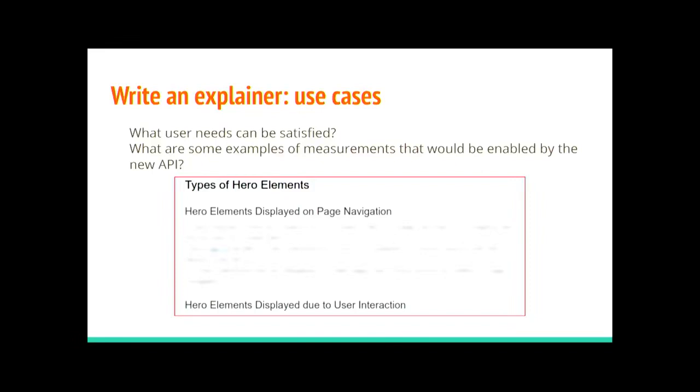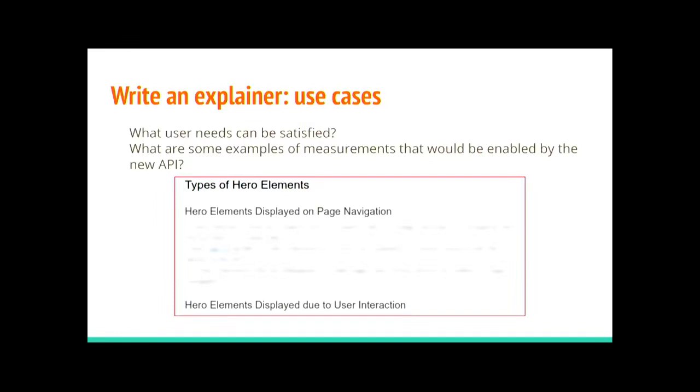In the case of hero element timing, we have two examples. One is the time it takes for images to be displayed upon page navigation. So some images are displayed on the page immediately after navigation because the user doesn't have to do anything to see them. They just show up right away. And the other use case, a little more tricky but still applicable to this, is to measure the time it takes for hero elements that are caused by user interaction.